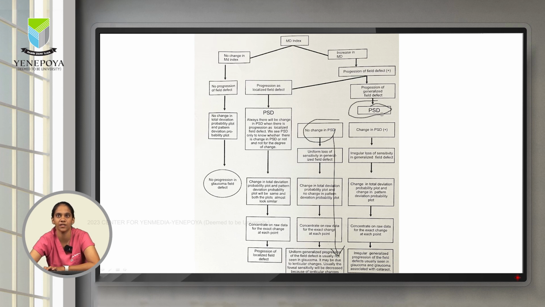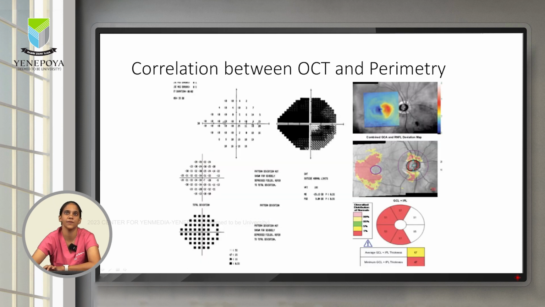Let's cut through all of these. There is no point in it. So if you see PSD, there is change in PSD, there is irregular loss of sensitivity, then obviously glaucoma is associated with the cataract. Directly come here. If there is no change in MD index, no change in PSD, then there is no progression in glaucoma. That's it. Another thing that you should do is correlate between OCT and perimetry.